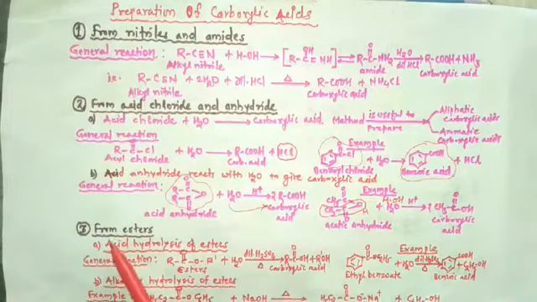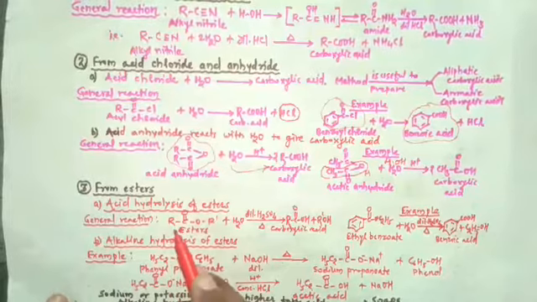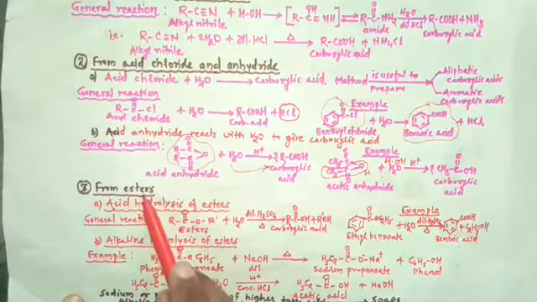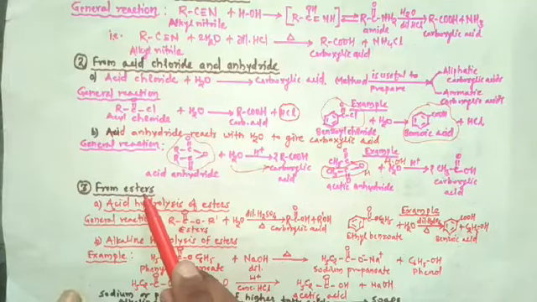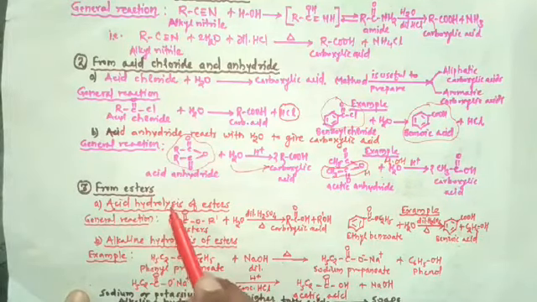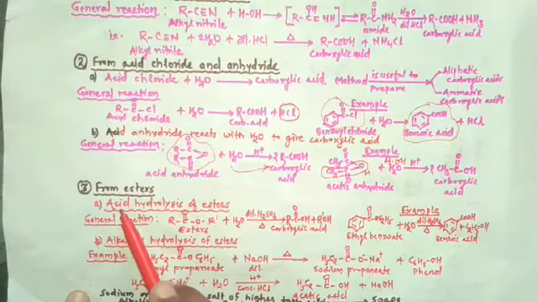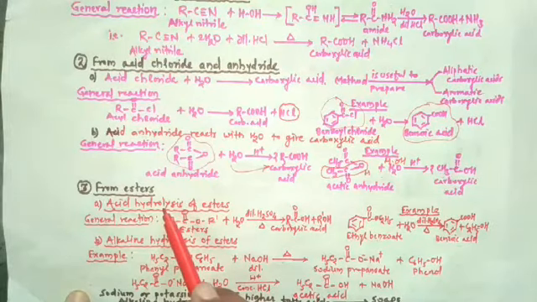Then the next preparation method is from esters. From ester, carboxylic acid can be prepared by two different methods. The first one is acid hydrolysis of ester, and the second one is alkaline hydrolysis of ester. So let's study the first one, that is acid hydrolysis of ester.